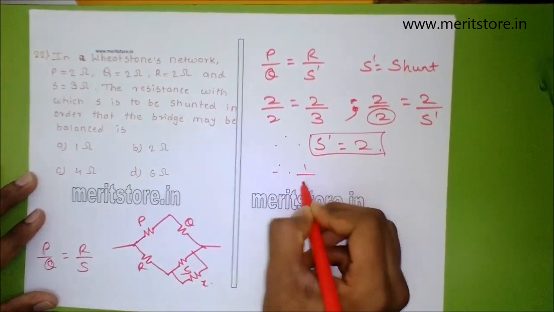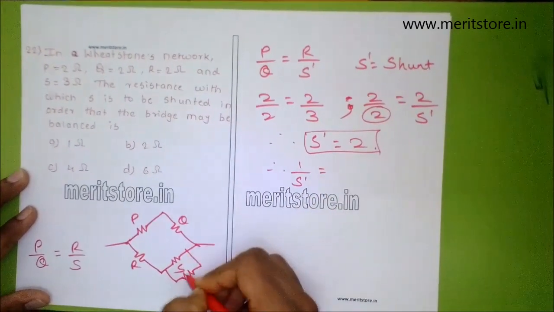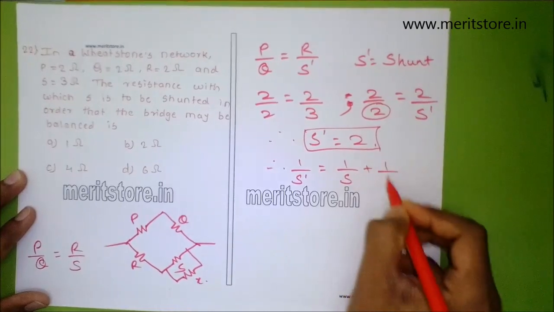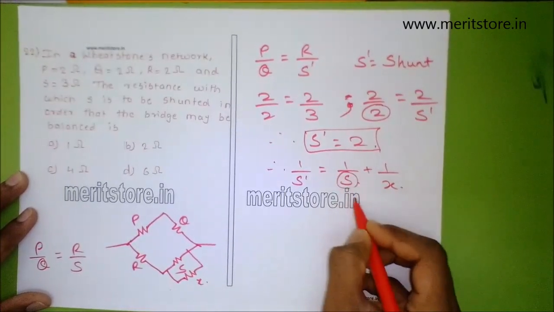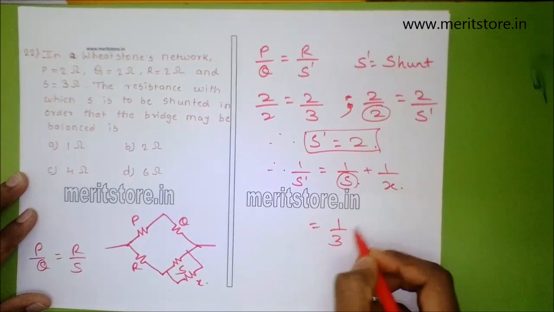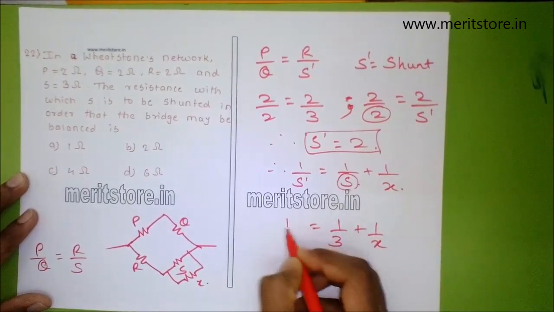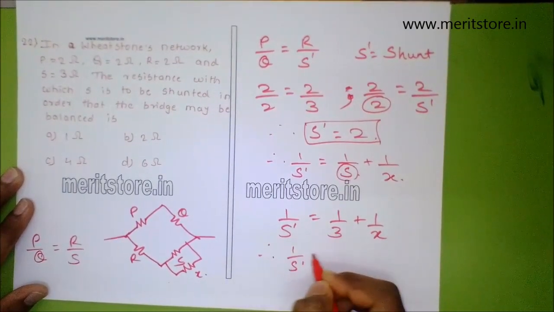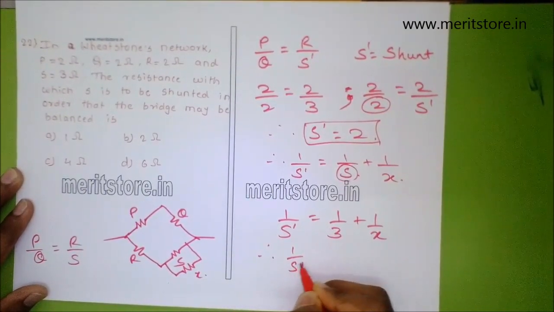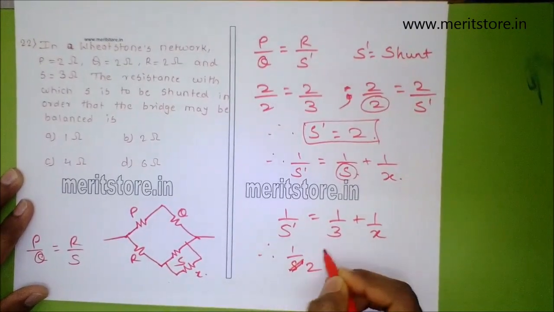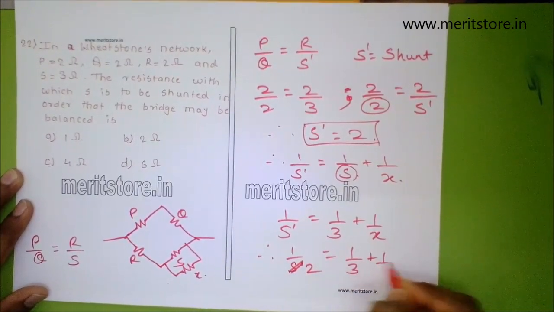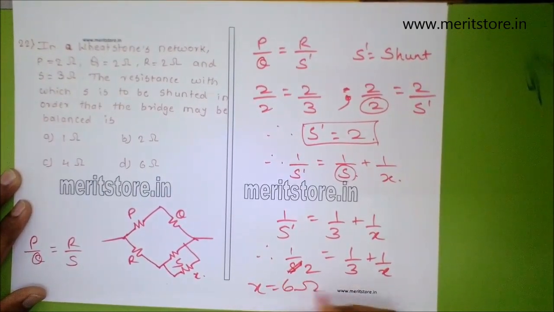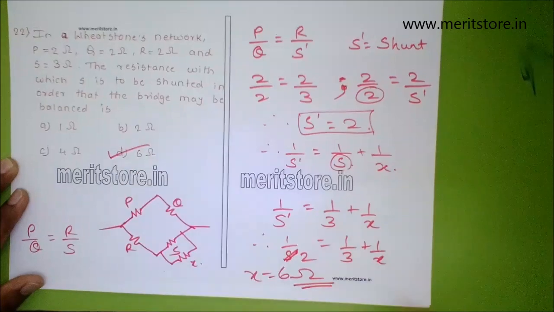The value of S dash can be found out for the parallel combination of these resistances as 1 upon S plus 1 upon X. The value of S is 3. Therefore, 1 upon 3 plus 1 upon X is 1 upon S dash. S dash, that is 2, is equal to 1 upon 3 plus 1 by X. Solving for X, we get the value of X as 6 ohms, which is option D.